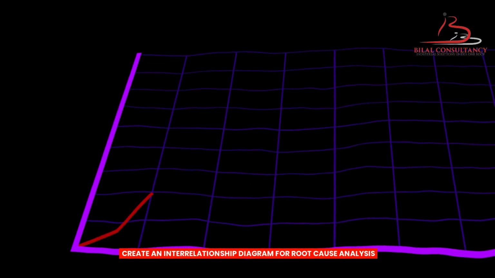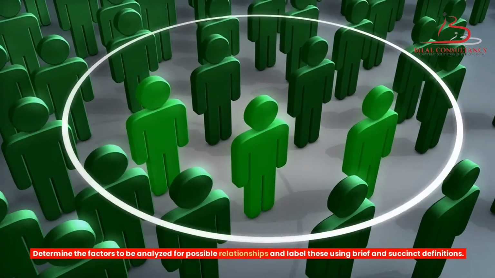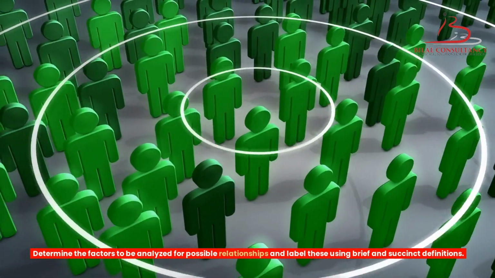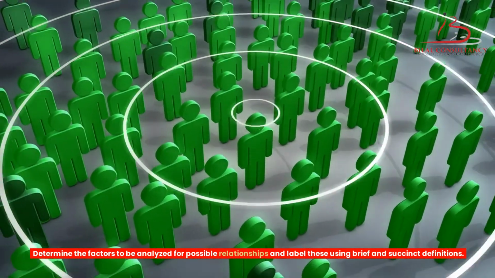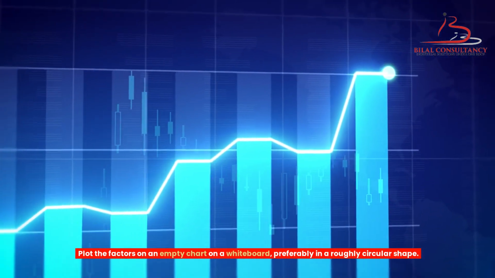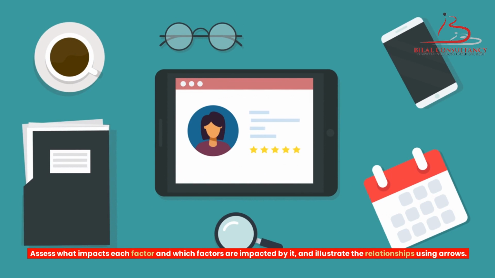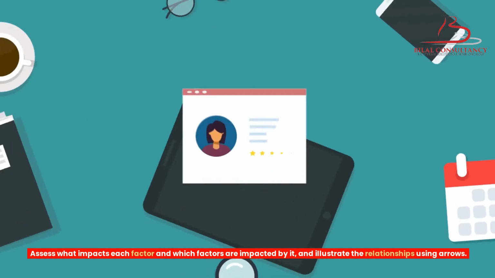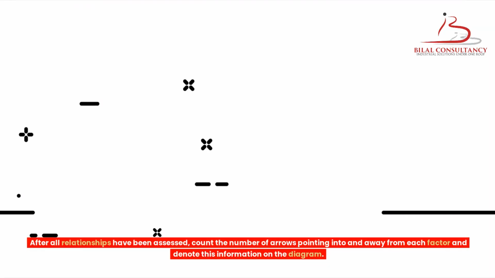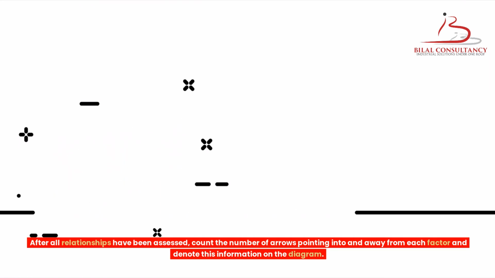Create an interrelationship diagram for root cause analysis. Determine the factors to be analyzed for possible relationships and label these using brief and succinct definitions. Plot the factors on an empty chart on a whiteboard, preferably in a roughly circular shape. Assess what impacts each factor and which factors are impacted by it, and illustrate the relationships using arrows. After all relationships have been assessed, count the number of arrows pointing into and away from each factor and denote this information on the diagram.